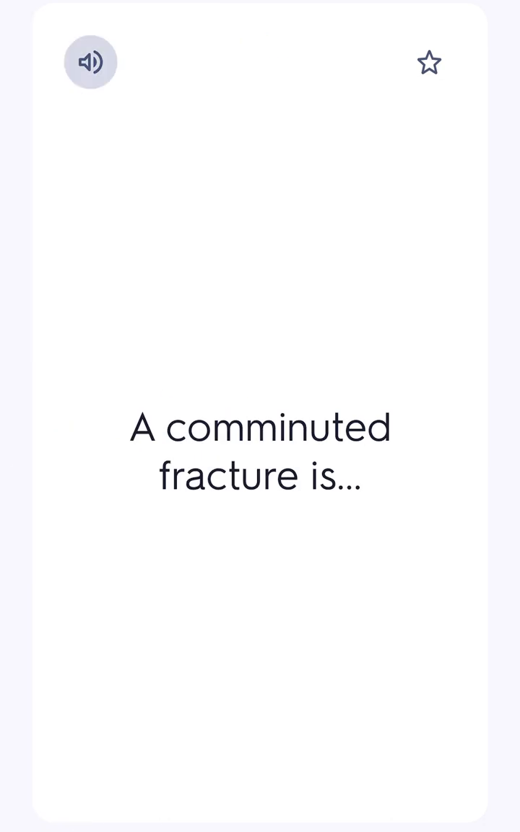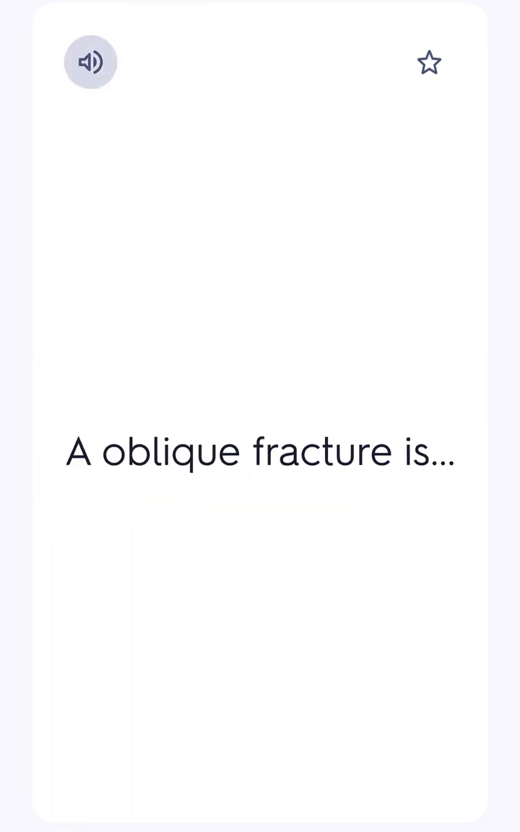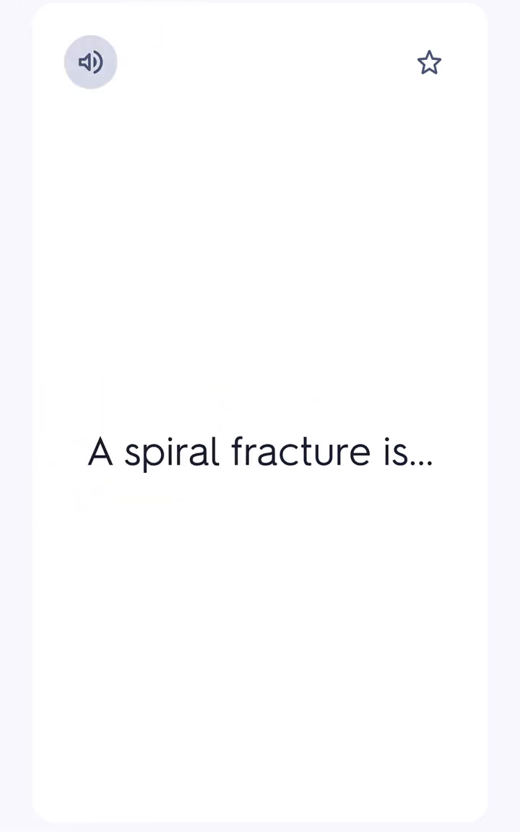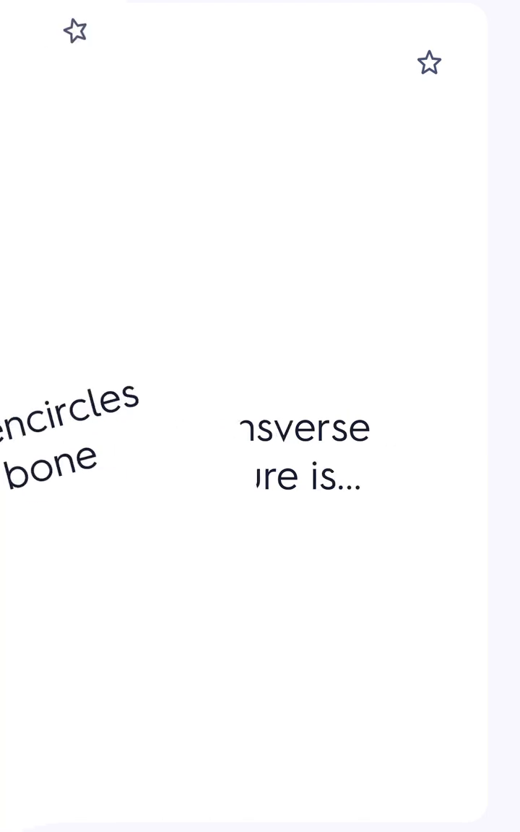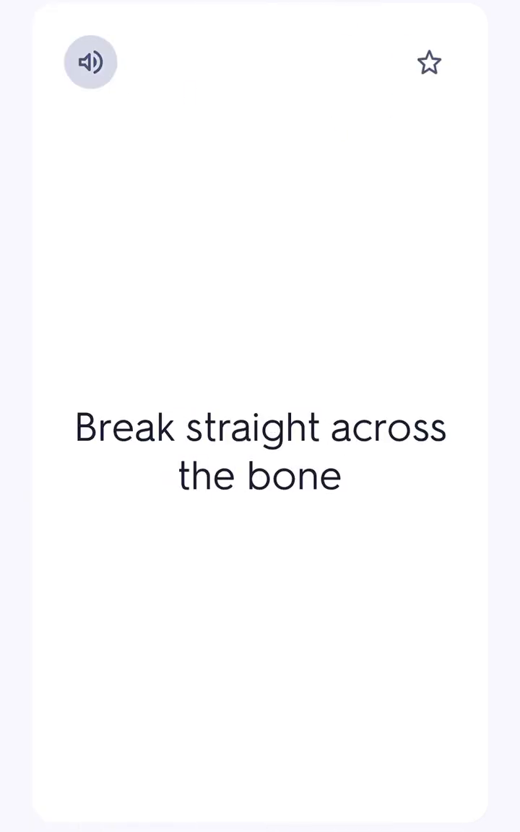A comminuted fracture is: the bone breaks into two or more fragments. An oblique fracture is: the break occurs at an angle to the shaft of the bone. A spiral fracture is: break encircles the bone. A transverse fracture is: break straight across the bone.